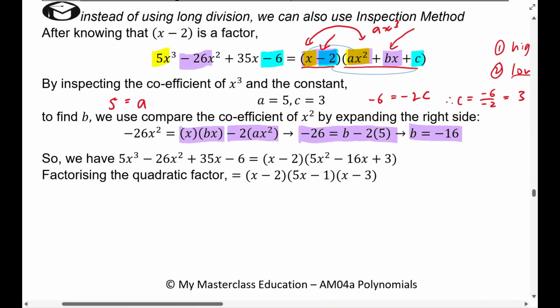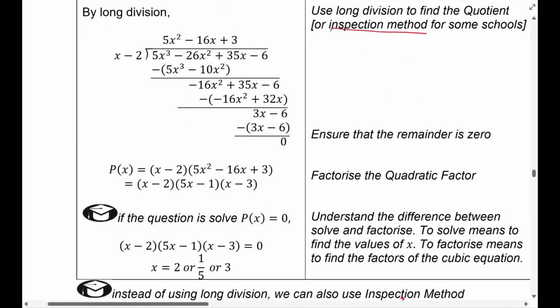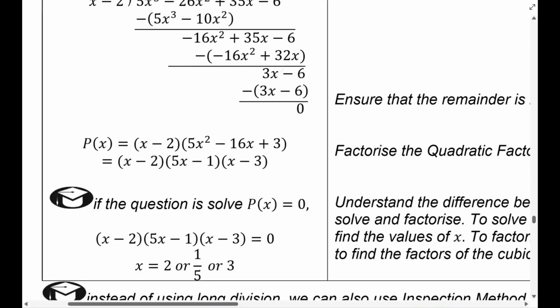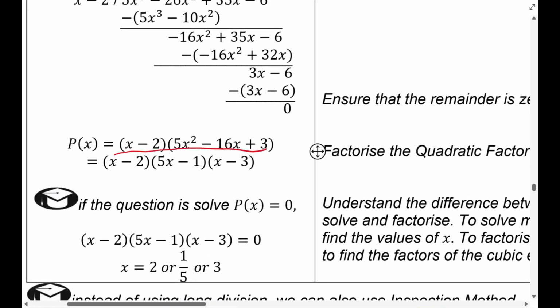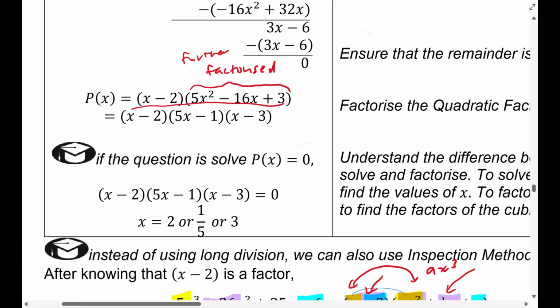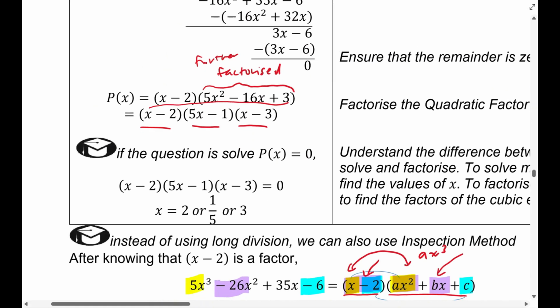We can substitute back into our initial brackets. Okay, then now going back to our initial steps. No matter whether you use long division or the inspection method, you will end up with these two brackets. And then you'll notice that this quadratic can be further factorized into two more brackets. So after you factorize it further, you'll get these three brackets.